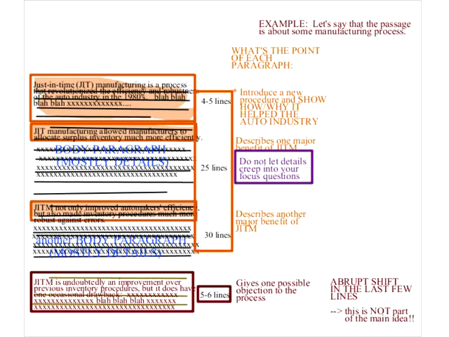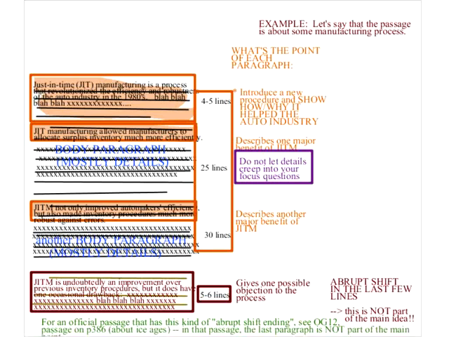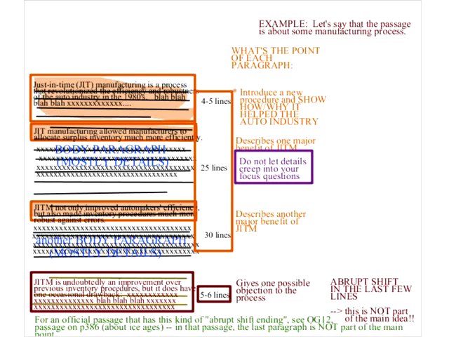For an OG passage that does this, I'm not allowed to reproduce those, but for an official passage that does this, abrupt shift ending, see OG 12, passage on page 386. It should be a passage about ice ages. In that passage, the last paragraph is not part of the main idea. I'm not allowed to reproduce that passage here because it would be a copyright violation, but I'm assuming you all have the official guide.